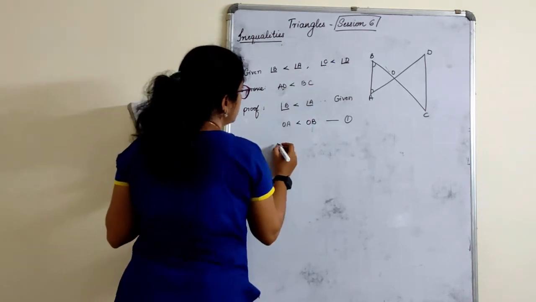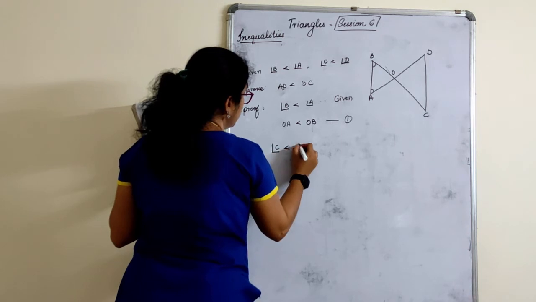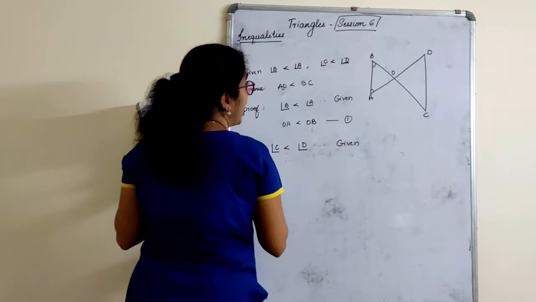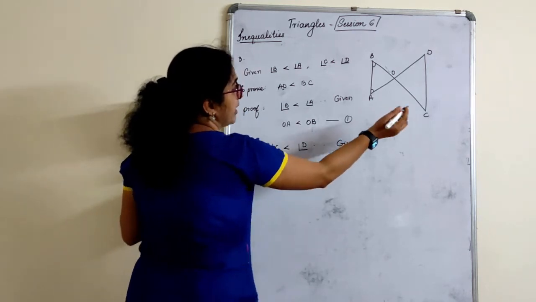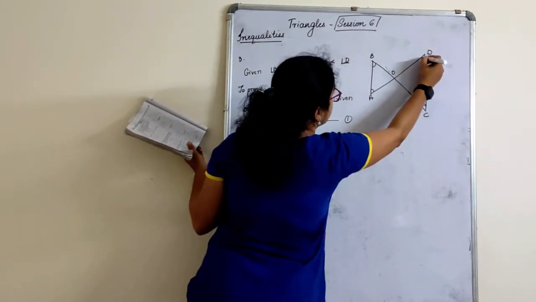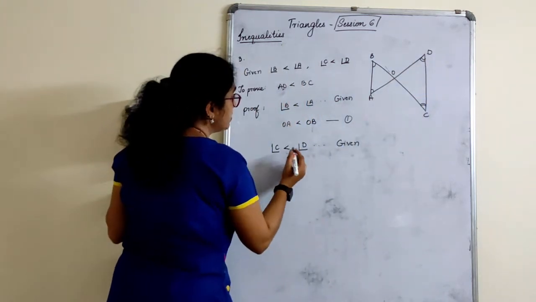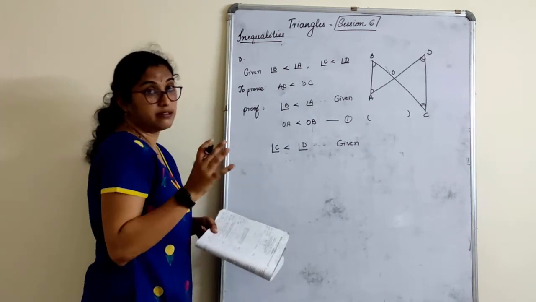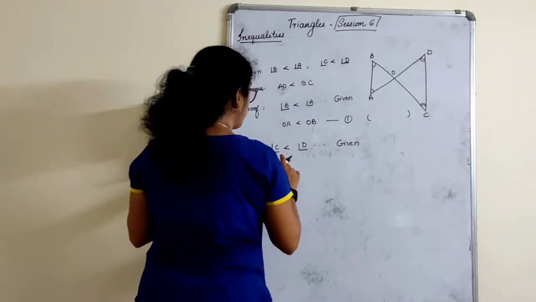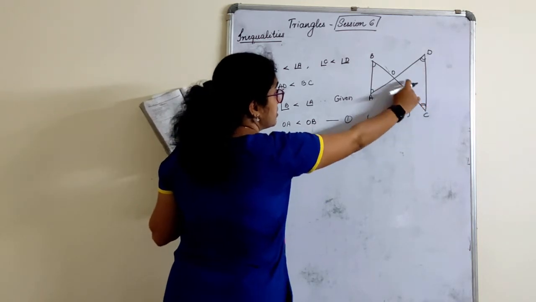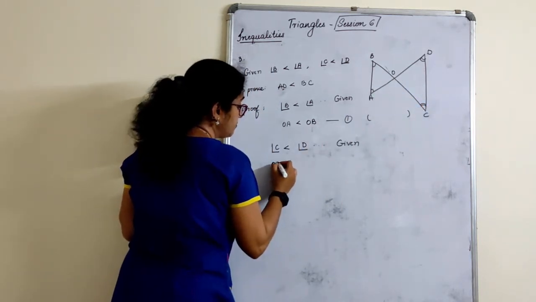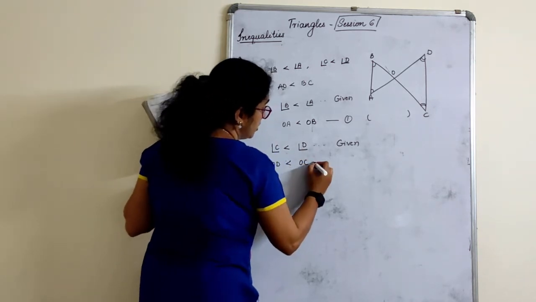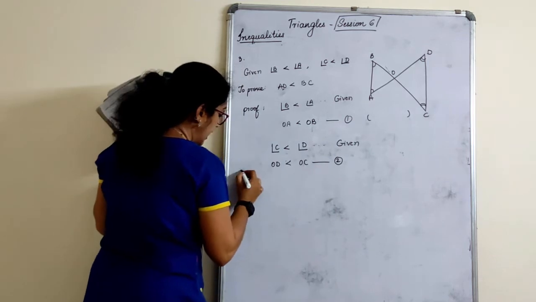Next, what we have? Angle C is less than angle D, given. Angle C, what is the side? Angle C, I'll mark here. And angle D. You have to write the reason here: sides opposite to greater angle are longer. That reason has to be written always. For C, this is C and this is the side, it is OD. Less than. For D, which is the side, it is OC. Equation 2.